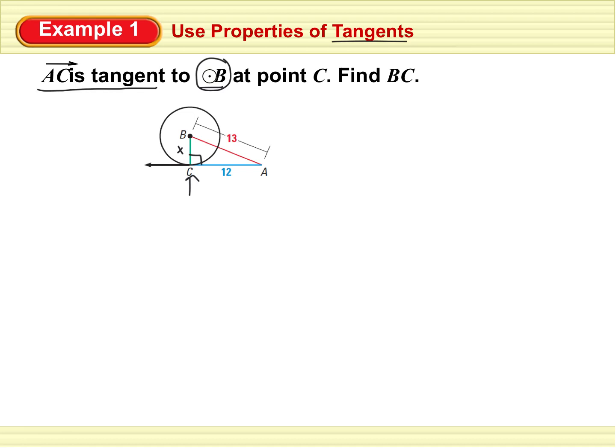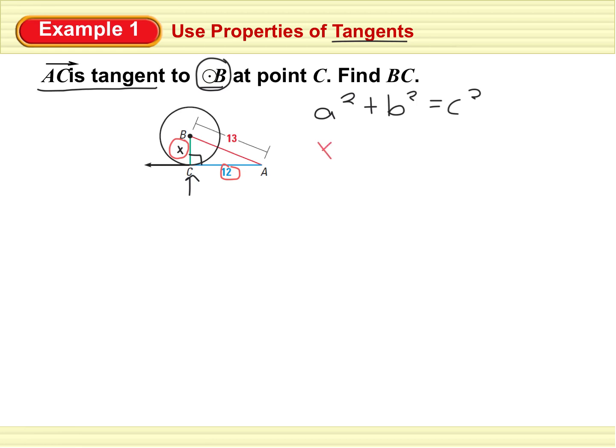What is the Pythagorean theorem? A squared plus B squared equals C squared. Now, we can't just start plugging in numbers. We have to plug them in the right spots. So, which two should I circle? X squared plus 12 squared. I should circle the legs. What are my legs? X and 12. So you know that your legs go together, so they are your A and your B.